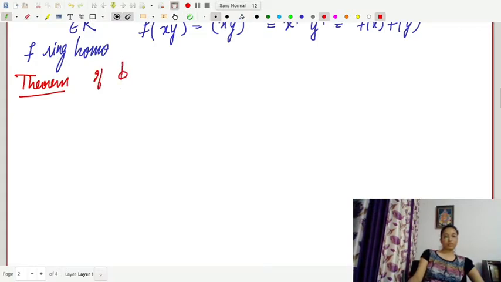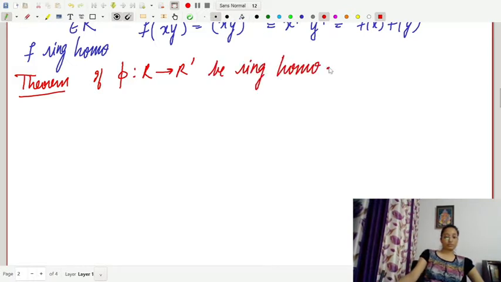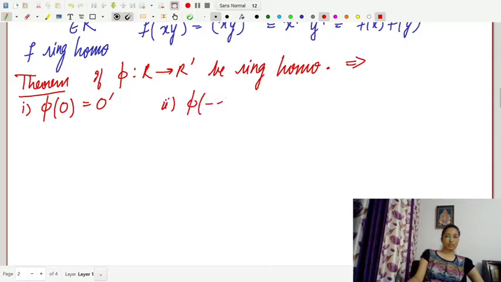If phi from R to R dash is a ring homomorphism, then first, phi of 0 is equal to 0 dash, where 0 is the identity of R and 0 dash is the identity of R dash. Second, phi of minus a is equal to minus of phi of a.